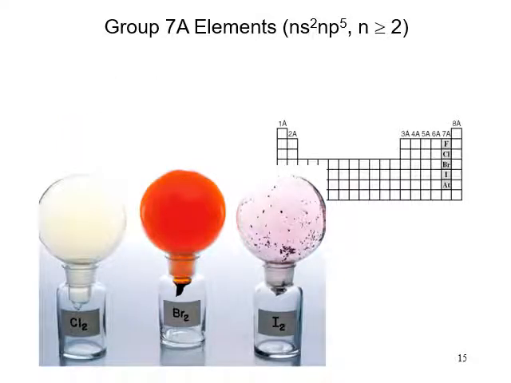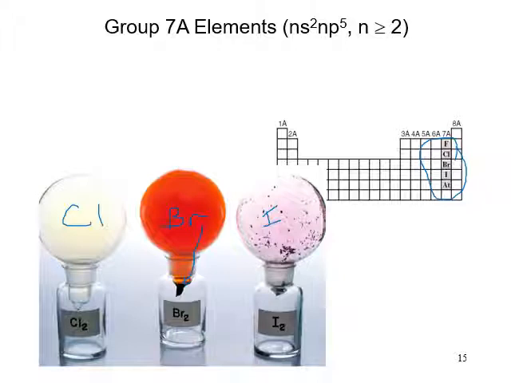Group 7A is the halogens. The halogens are fluorine, chlorine, bromine, iodine, and astatine. Chlorine is a gas at room temperature and pressure. Bromine is an actual liquid. You can see it right down there. And then iodine is a solid. But they don't really have a lot of stickage for each other.